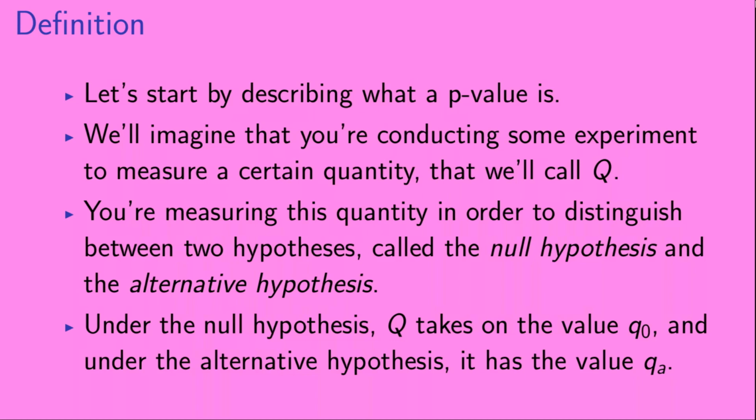Okay, so let's start by describing what a p-value is. We'll imagine that you're conducting some experiment to measure a certain quantity that we'll call Q. You're measuring this quantity in order to distinguish between two hypotheses, called the null hypothesis and the alternative hypothesis. Under the null hypothesis, Q takes on the value Q0, and under the alternative hypothesis, it has the value QA.